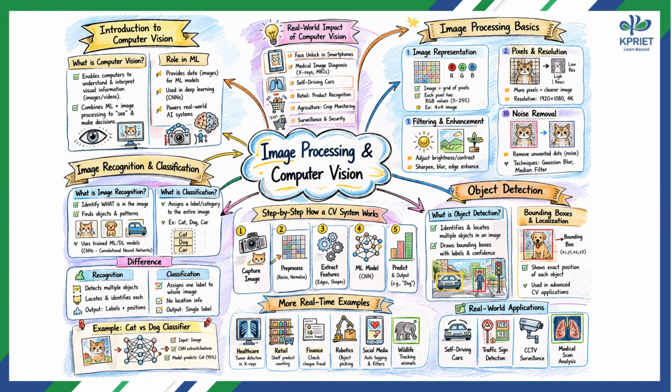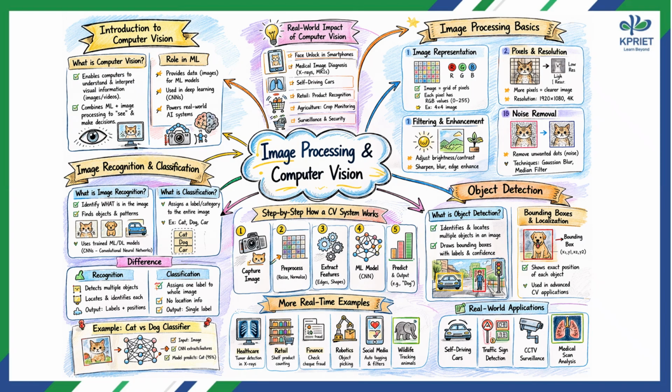Next comes image processing and computer vision. Now we need to understand the difference between image processing and computer vision. Computer vision enables computers to understand and interpret visual information, and it is the combination of machine learning and image processing, which performs like seeing and making decisions. And the role of machine learning is providing data used in deep learning, CNN, and powered real-world AI systems.